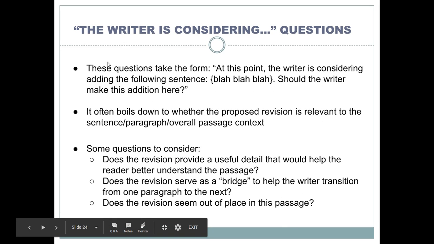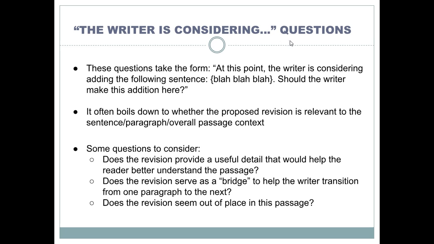All right. The writer is considering questions. These are questions that take the form: at this point, the writer is considering adding this sentence. And here you just want to think about the same things we've been thinking about earlier. You know, how the sentence is logically organized, does this transition, and also, is this necessary? If you're just adding redundant information that's repeated elsewhere, you don't need to add a sentence. And sometimes it'll ask about deleting sentences, and you want to ask similar questions. So we're not going to look at an example of this because it's similar to the ones we looked at previously, but this is another type of thing the SAT could ask.